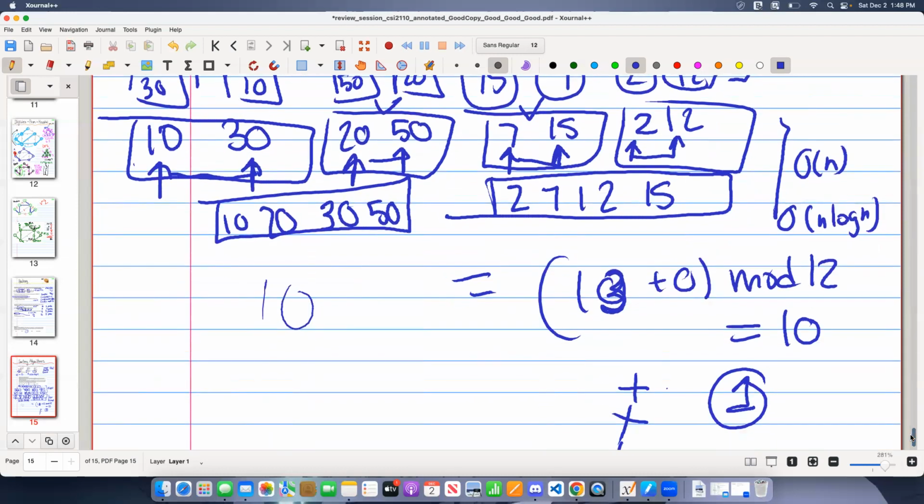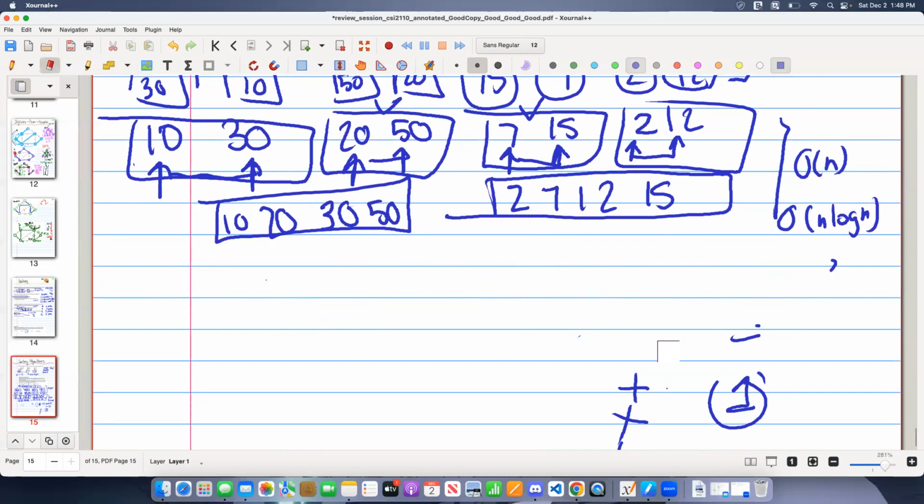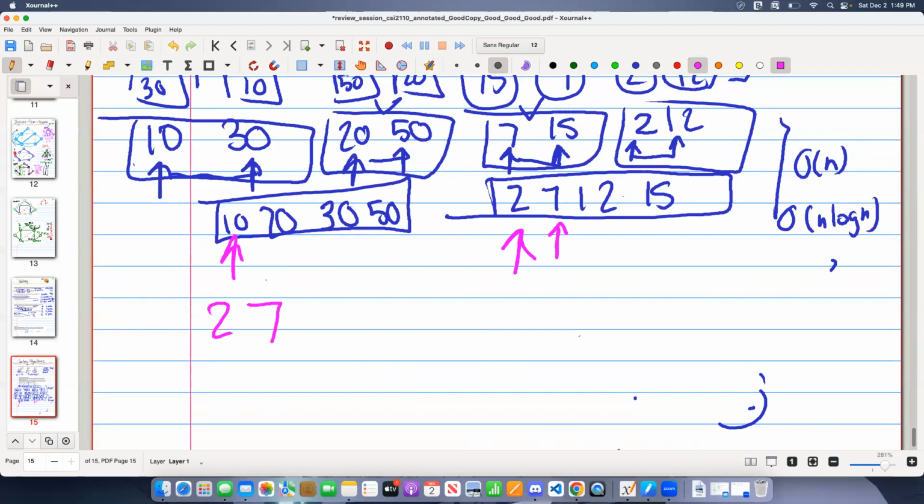You have 2 big iterators, and I'll do this in a different color so you can see it clearly. Okay. So you have 2 pointers, one here, and you're going through. You're comparing 2 and 10. 2 is less than 10. Write it down. This pointer moves to the next element. You're comparing 7 and 10. 7 is less than 10, so you also write 7. This pointer moves down. You're comparing 12 and 10.